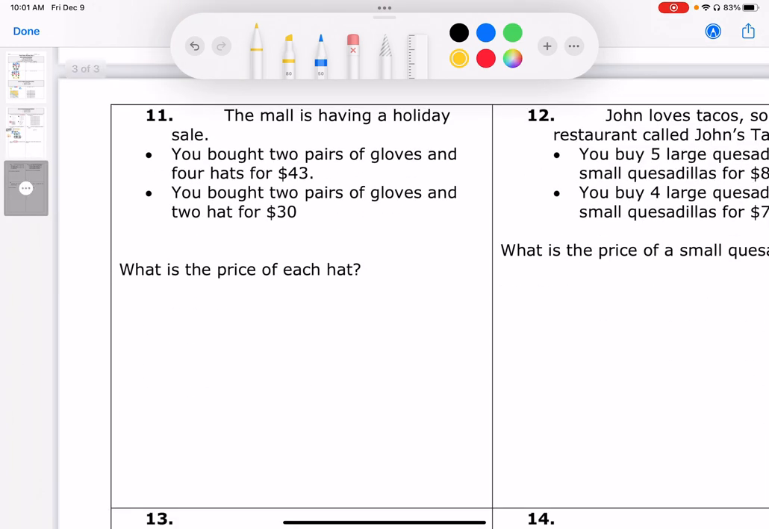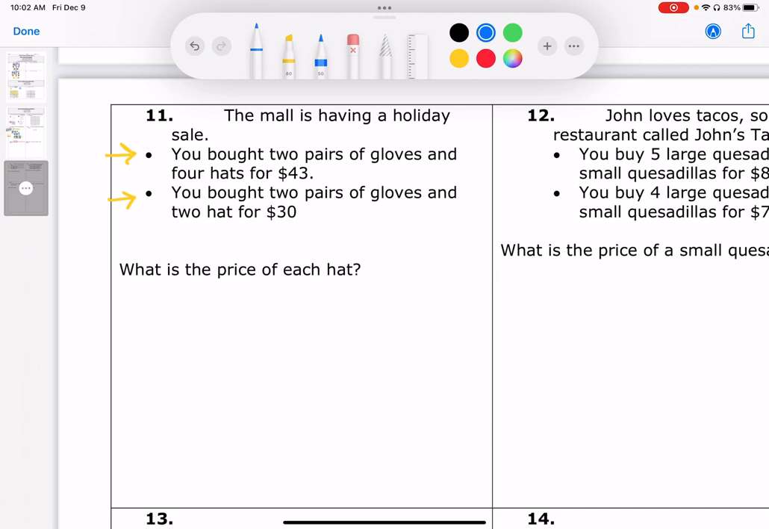Let's take a look at number 11. It says the mall is having a holiday sale. You bought 2 pairs of gloves and 4 hats for $43, and then you bought 2 pairs of gloves and 2 hats for $30. What is the price of each hat? So in order to solve this, guys, one of the key things that I want you to pay attention to is whenever you see these bullet points, that's basically telling you that this is one equation and this is the other equation. You just have to identify your variables.